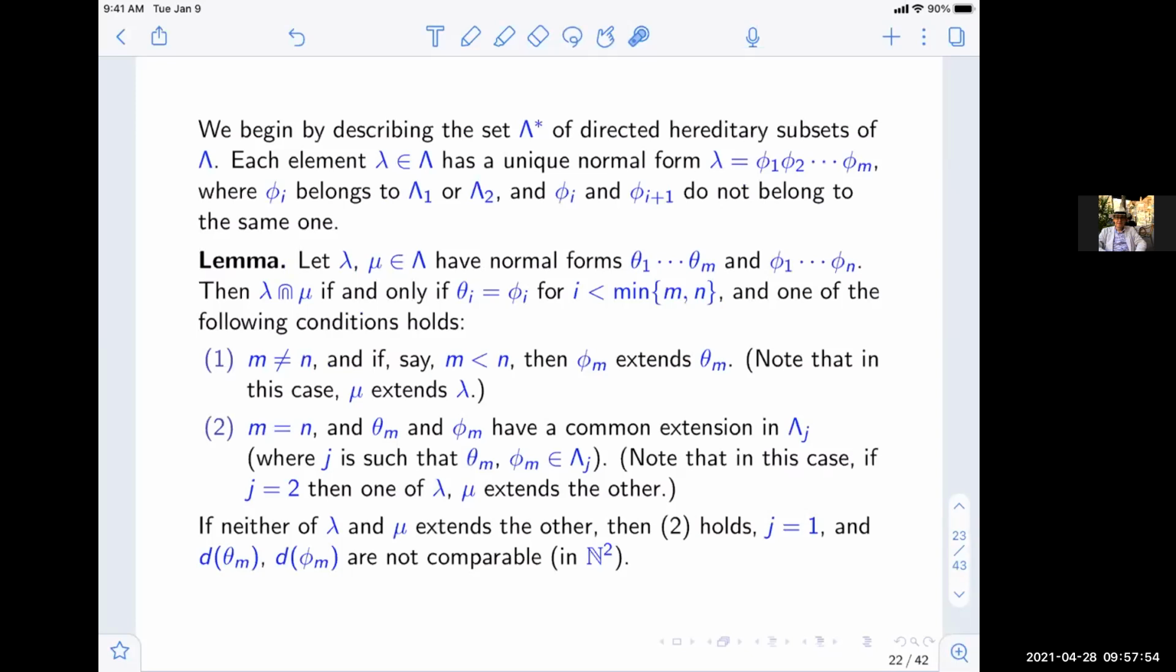Let's see what happens. Okay, so now I want to try to describe to you why this theorem is true by working through the construction of the C-star algebra from these examples.